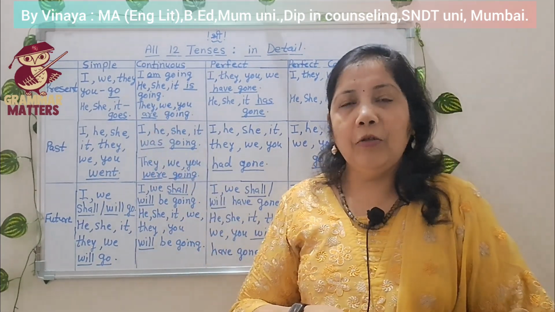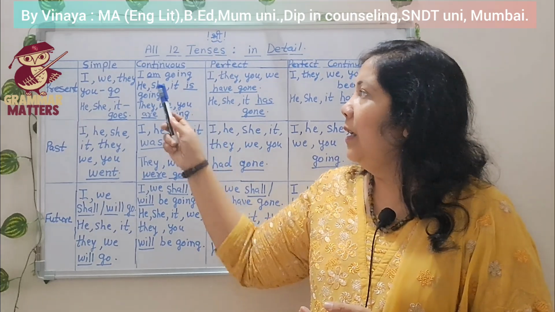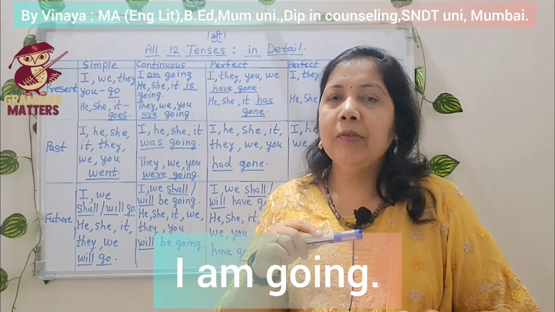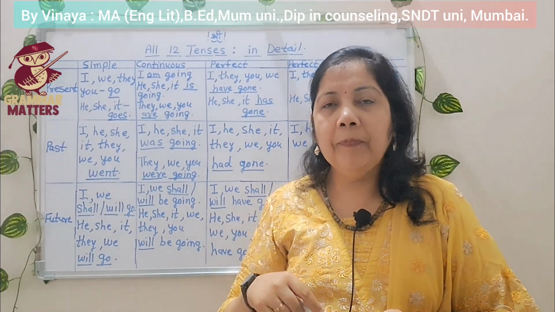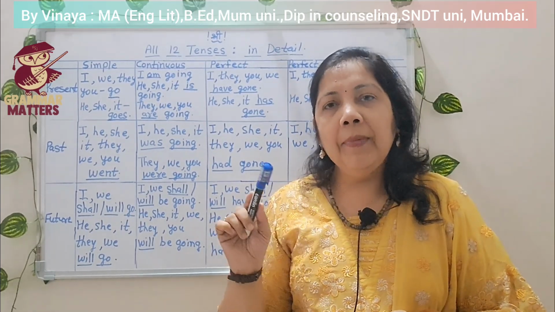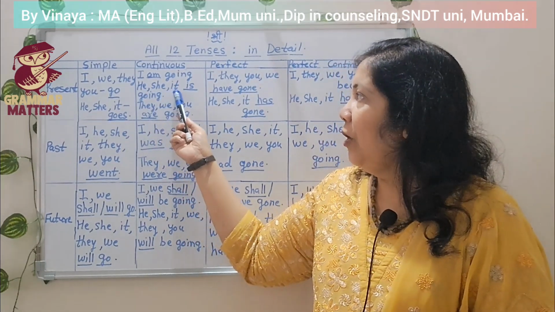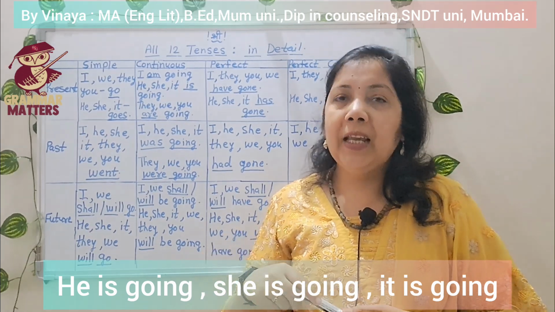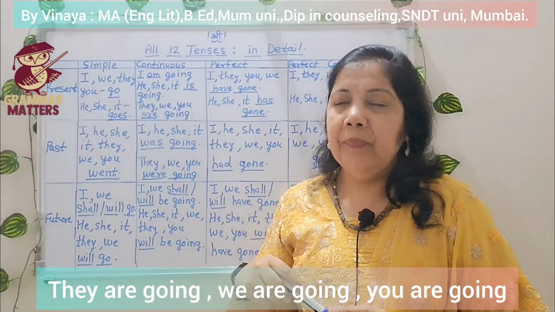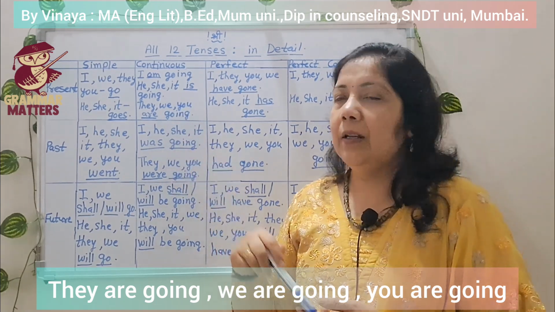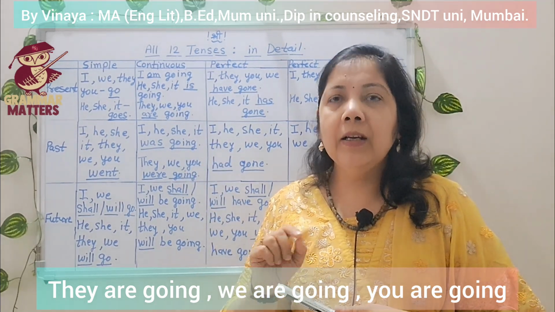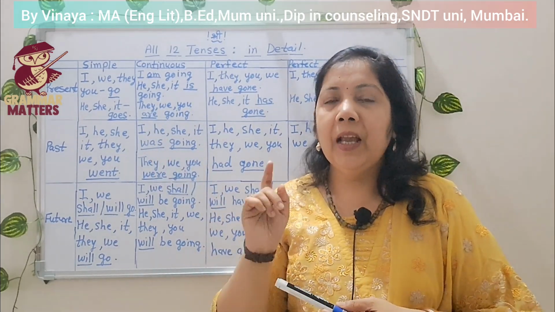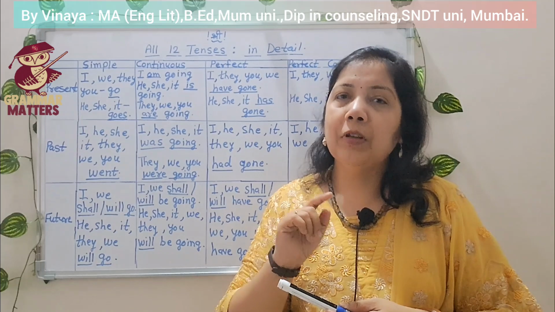Let us see now what I have written on the board. I am going. This is only for I. Because for I you cannot use is or are. It is always am. So I am going. Second, he, she or it is going. He is going, she is going, it is going. Is is for he, she and it. And they, we, you are going. They are going, we are going, you are going. For these three, are has to be taken. Am, is or are according to the pronouns.